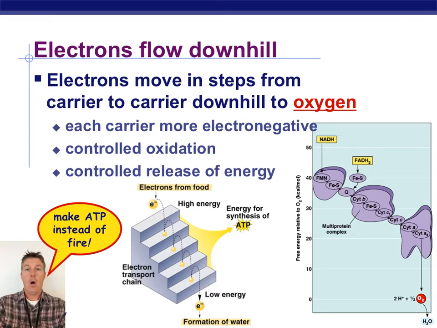And this is a controlled release of energy. So you have an analogy of the electrons actually going from a higher energy state to a lower energy state, and what that allows us to do is harness some of that energy. It's not much different than thinking of water flowing over a dam.